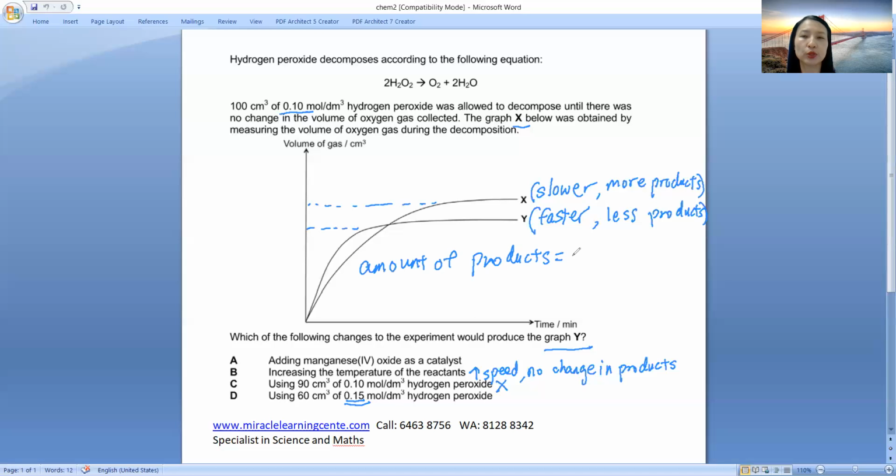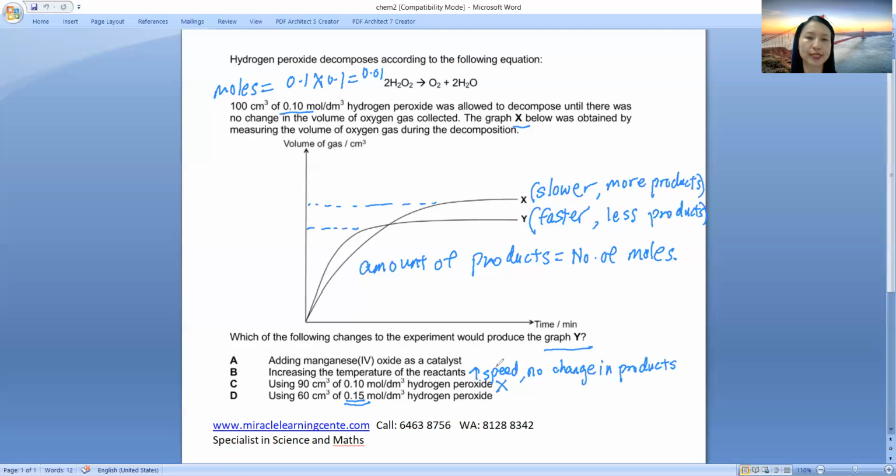I just want to explain to you how to check that the products is more or less. So the amount of products depends on the number of moles of the products formed, which is also equivalent to the number of moles of reactants. The number of moles over here in graph X is actually 0.1 times 0.1. Number of moles is concentration in mole per dm³ times volume. So the number of moles is 0.01.